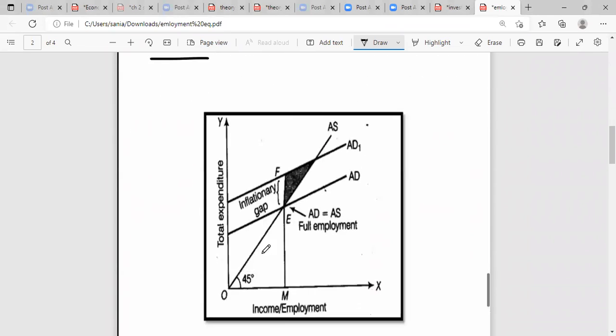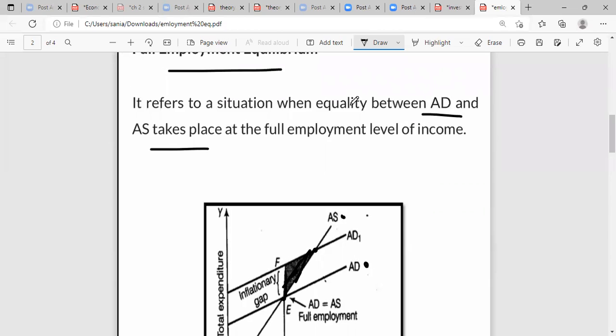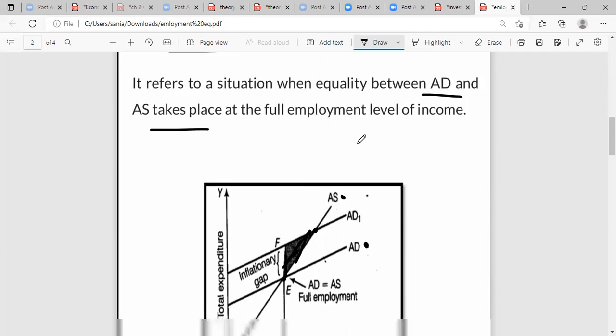Okay. So over here, this is the graph. You can say this is AD, right? And this is your AS. Over here, you can see this is the gap. So what is this gap basically? This gap implies that we have AD equal to AS at this point as well, and at this point as well, AD is equal to AS, right? So it refers to a situation when equality between AD and AS takes place at the full employment level.